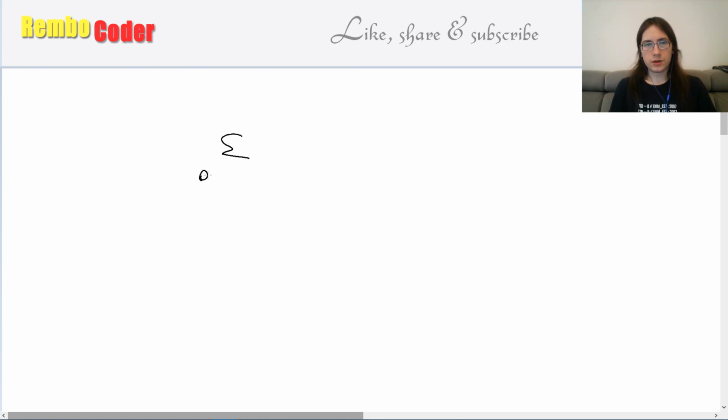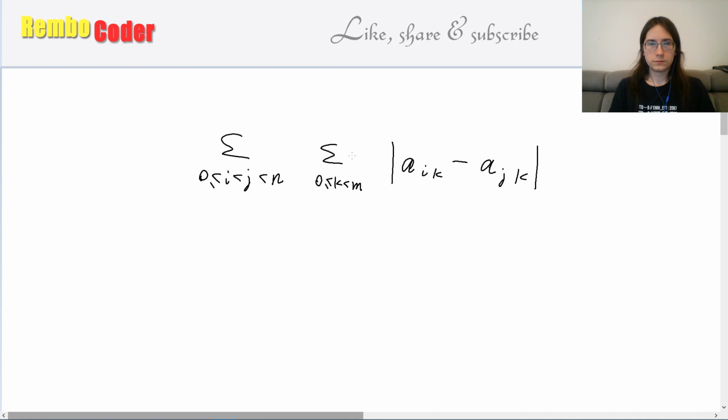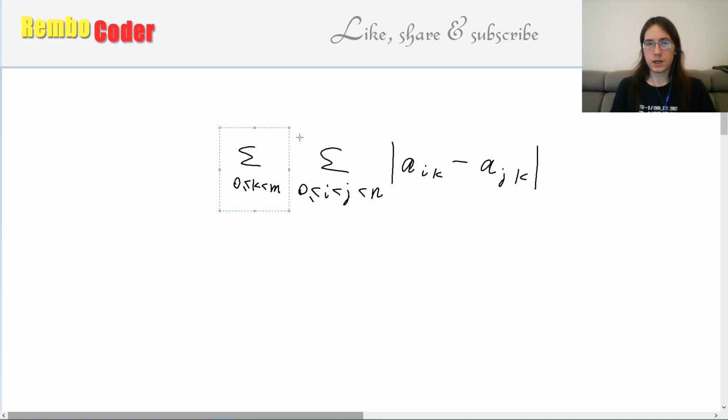Let's write down the sum that we want to calculate. And let's regroup this sum. So now you can say that you first pick a column, and for that column you take the sum of distances for all pairs of values in that column. So let's solve this problem individually for each column. Now you can list all the values that occur in this column and sort them. And now the problem sounds like this. In a sorted array, you need to find the sum of all pairwise distances.